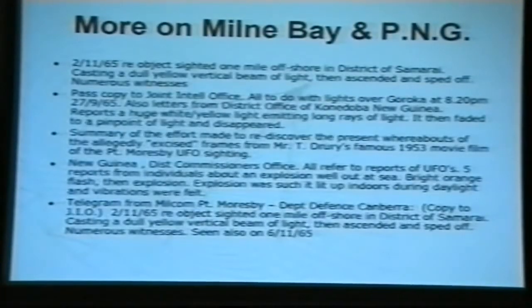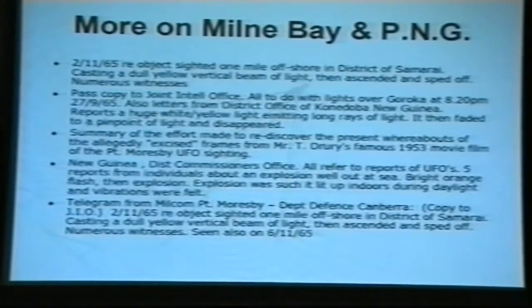An object was sighted 1 mile offshore in the district of Samurai. There were hundreds of sightings from the district of Samurai, casting a dull yellow vertical beam of light. It then ascended and sped off at great speed. Reports of a huge yellow-white light emitting long rays to the ground. It then faded to a pinpoint and disappeared.